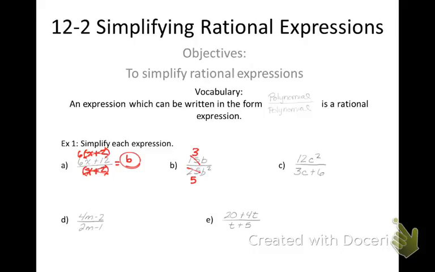Yes, so you take the smallest amount of b's. There's 1 b on top, so I can take 1 b from the bottom. I have 2 of them, so I'm going to turn that 2 into a 1. Now you ask yourself, what's on top? 3. What's on the bottom? 5b. And there's your answer.